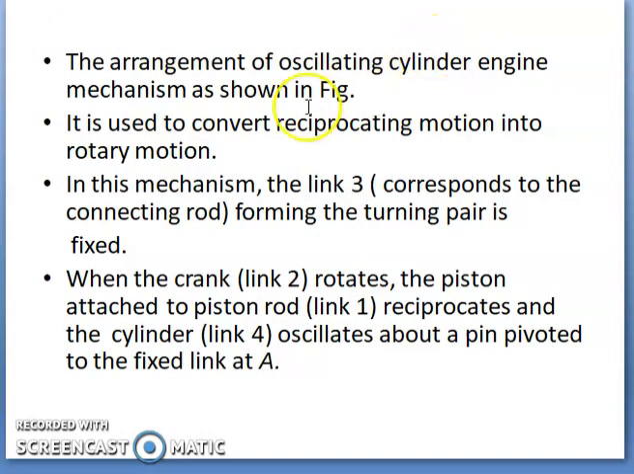So the arrangement is shown. It is again used to convert reciprocating motion into rotary motion. In this mechanism, link 3, which is the connecting rod, forms the turning pair. This pair is fixed. When crank 2 rotates, the piston attached to the piston rod, that is link 1, reciprocates, as well as the cylinder, which is link 4, oscillates about the pin which is pivoted to the fixed link at the point E.